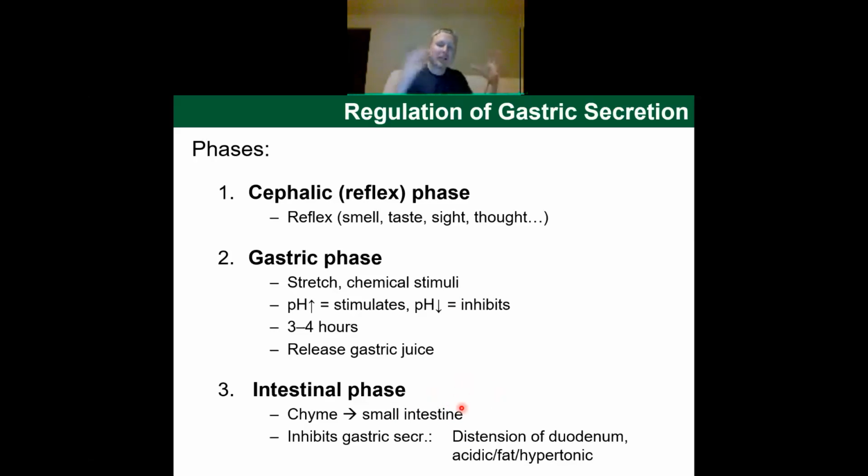So how much we're stretching the stomach, how much we're stretching the small intestines, large intestines. So that's really all that we need to know about that topic.